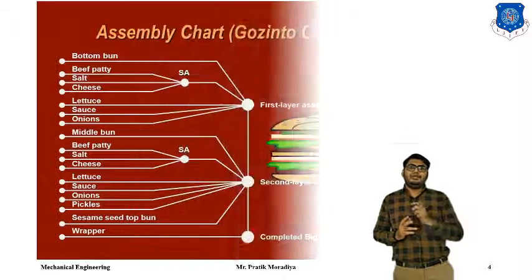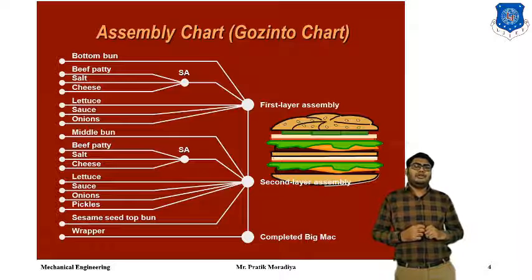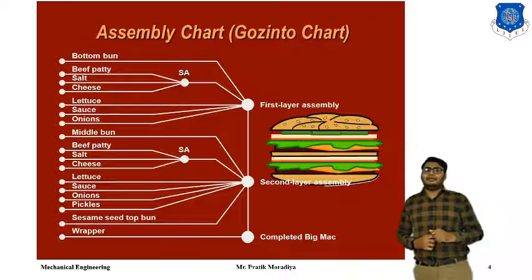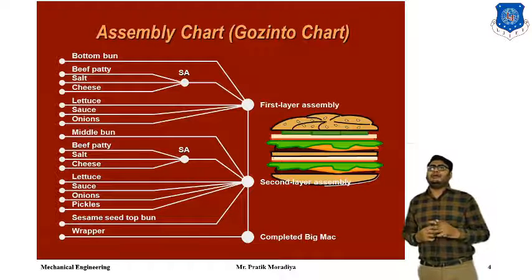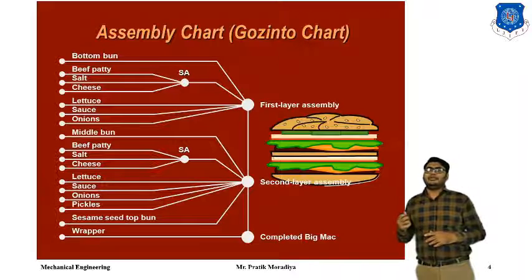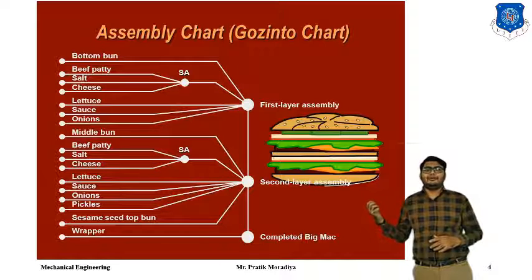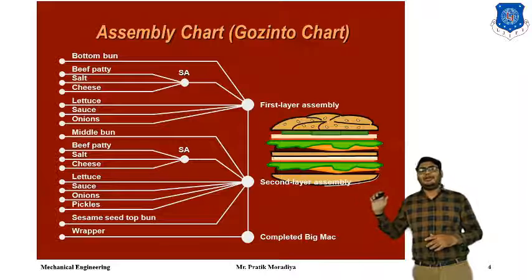Now let us understand this Gozinto chart with an example that is not related to the mechanical field, but is a very fun example. For example, if you want to make a burger, then you will have this kind of Gozinto chart in which you will have some components. For example, you start with the bottom bun, then you add some edibles. You add beef patty, salt, cheese. In India, we don't talk about beef, so we are not adding beef patty. We will use aloo patty.